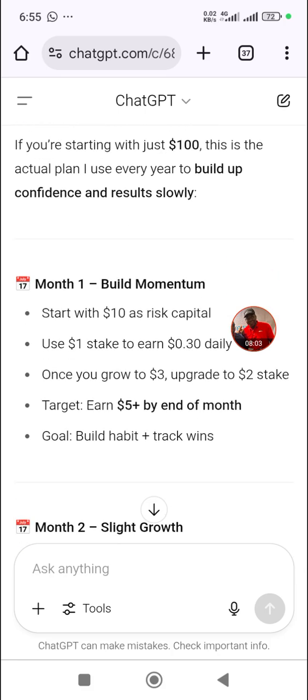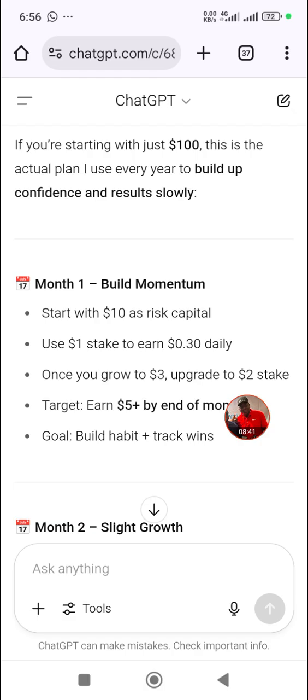So the first month, what do we do? We build momentum. You start with that $10 as your risk capital. Since $10 is the capital we are starting with, you are going to use $1 as stake to earn 30 cents every day. You are going to do this for at least 10 days until you are able to make $3. So once you grow to $3, upgrade to $2. Remember, we started with $1. Now we have used that $1 to make $3.